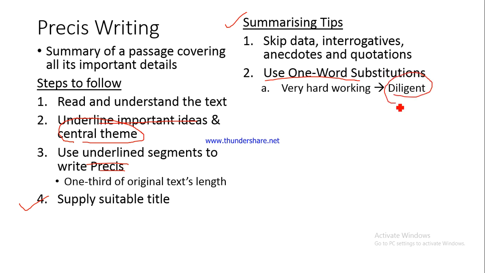For example, in a particular passage, it has been said that Prakash is very hardworking. You can reduce the length of that sentence by saying Prakash is diligent. Then somebody who does not believe in God is called an atheist. So this is an example of a one word substitution. If the passage says that Bhagat Singh did not believe in God, you can convert it into Sardar Bhagat Singh was an atheist. So this is how you can reduce the length of the sentences, and you can reduce the length of your Prezi.